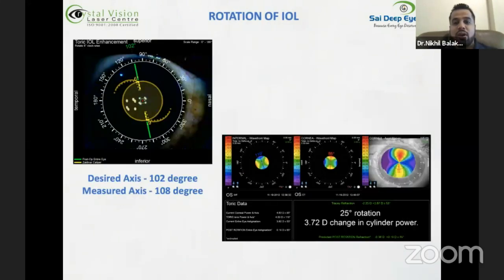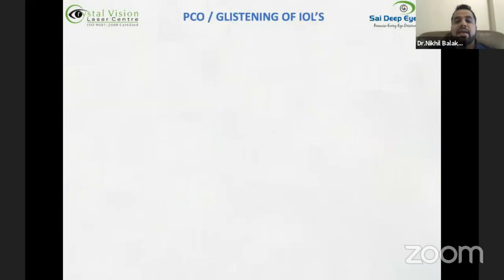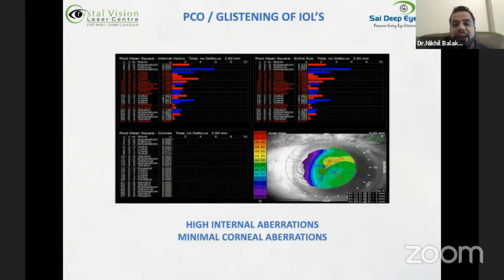Now coming to the toric IOL alignment, the eye trace also gives you a post-op toric IOL alignment. Here we see that the desired axis was 102, the measured axis was 108, so a 6-degree misalignment here. In cases of large rotations, we know that there is a lot of recurrence of the cylindrical power, which is also given by the eye trace. Now coming to the next case.